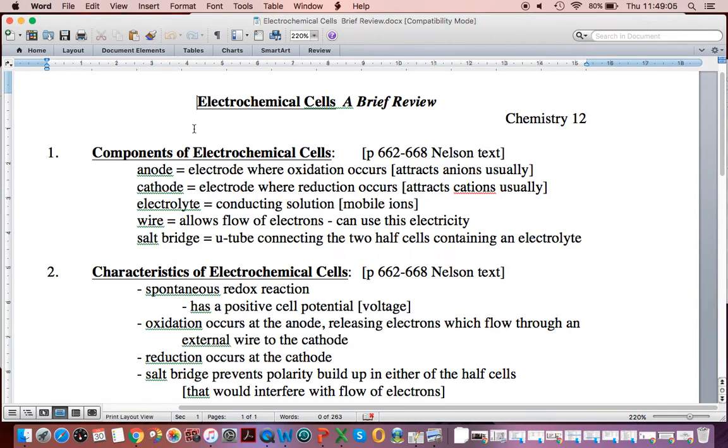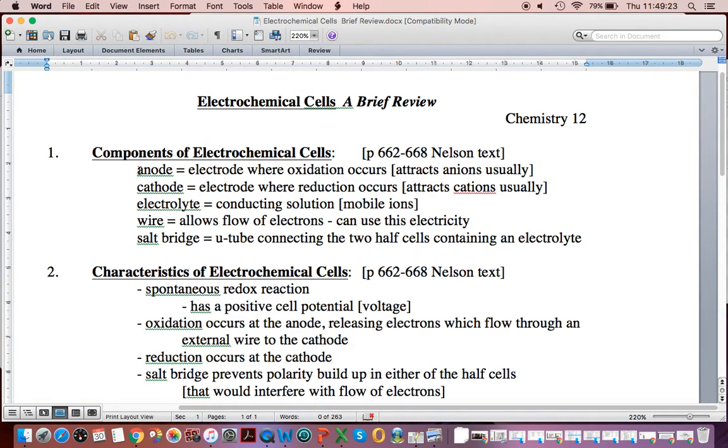Good day. Well, we've chugged through the section on electrochemical cells, so it's now time for a brief review and trying to boil down the things that you should understand. And it also references the pages if you feel the notes aren't thorough, you can read through the textbook.